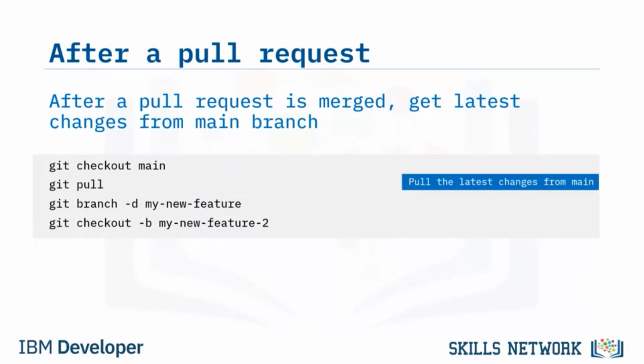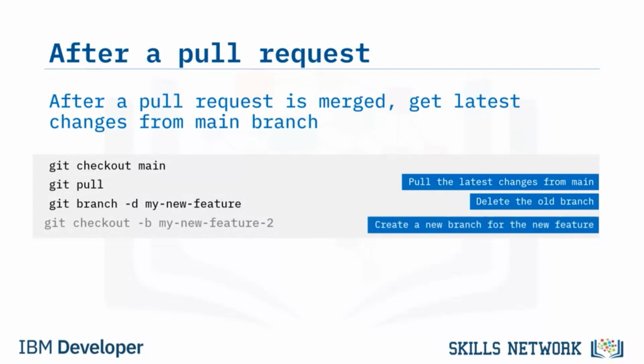After your pull request has been merged, you should switch to the main branch and pull the most current code, which now includes your latest changes. To start fresh, delete the old feature branch you worked on, as the changes there have already been merged to the main branch. You can start developing on a new feature branch by creating it and checking it out.